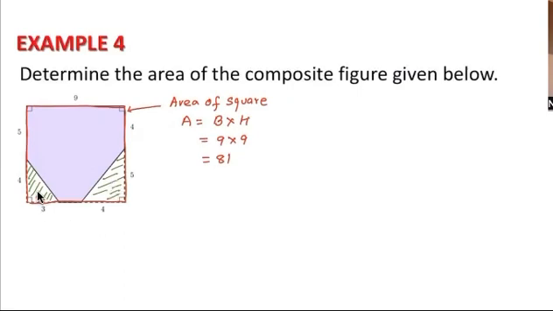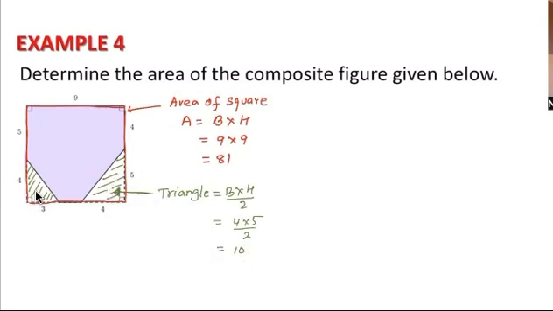So let's do that. Let's find the area of this triangle here. The area of this triangle is equal to base times height divided by 2. You can see base is 4 and height is 5. So it will be 4 times 5 divided by 2. 4 times 5 is 20, divided by 2 is 10. So this area that is removed is 10.